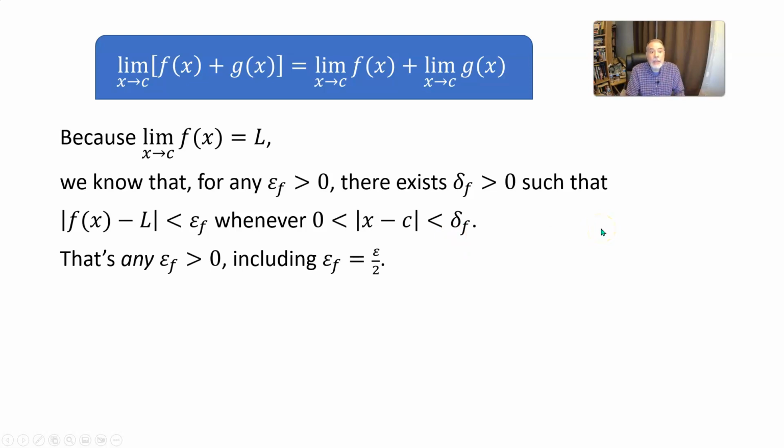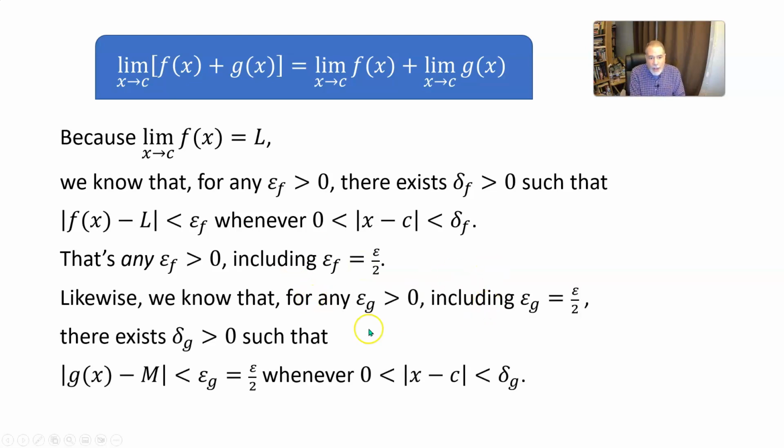That's any number that we want to use for epsilon sub f, including for it to be that original epsilon divided by 2. Likewise, we know that for any epsilon sub g greater than 0, including if we pick epsilon sub g to also be the original epsilon over 2, there exists delta sub g greater than 0 such that the absolute value of g of x minus its limit m is less than that epsilon sub g, which we said was epsilon over 2, whenever 0 is less than the absolute value of x minus c is less than delta sub g.